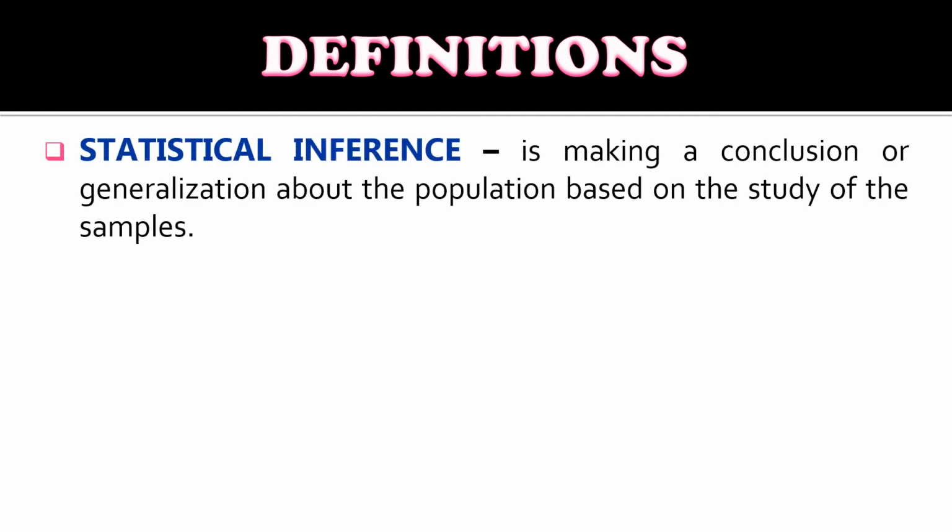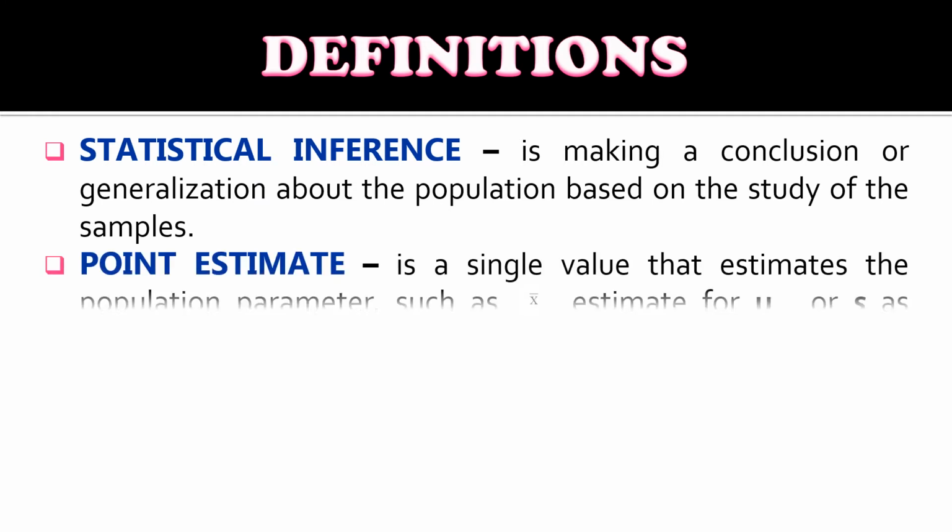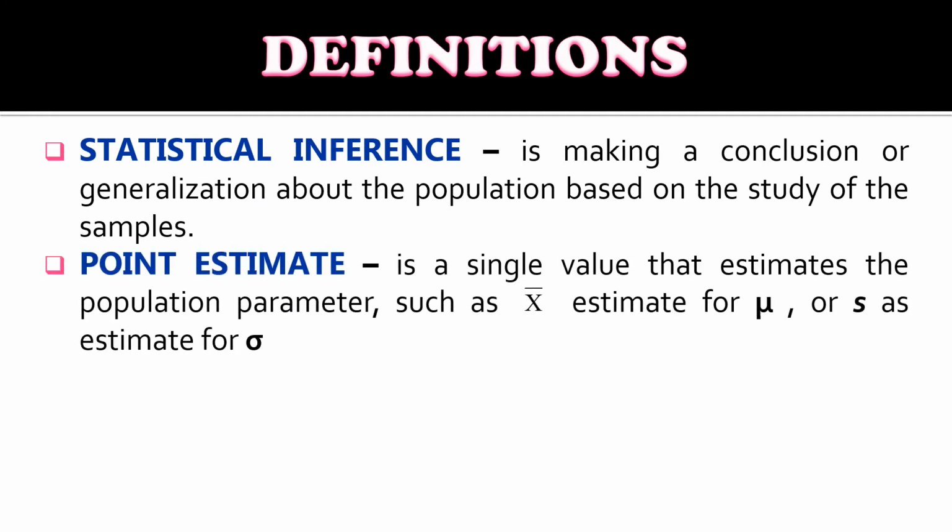So to start, let us define some terms. Statistical inference is making a conclusion or generalization about the population based on the study of the samples. Point estimate is a single value that estimates the population parameter, such as the sample mean estimates the population mean, or the sample standard deviation as an estimate for the standard deviation of the population.